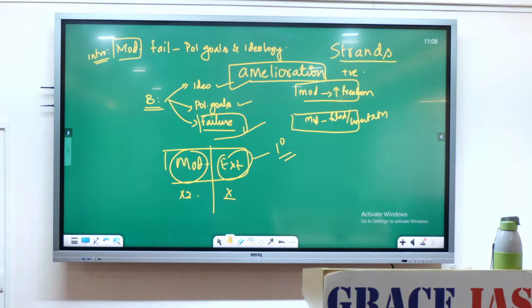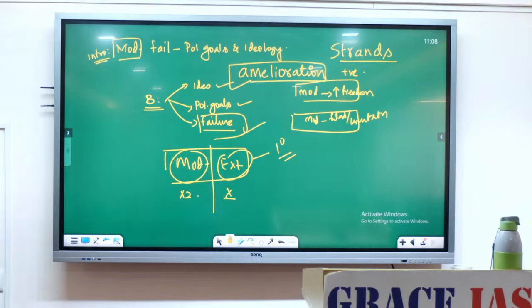Vallabhbhai Patel is a staunch Gandhian. You will not find too many divergences between Gandhi's opinion and Patel's opinion. Patel was a loyal follower of Mahatma Gandhi. Except for 2 or 3 situations, he did not diverge from Gandhi's view. And 2 or 3 points cannot be asked as a 10-marker question.